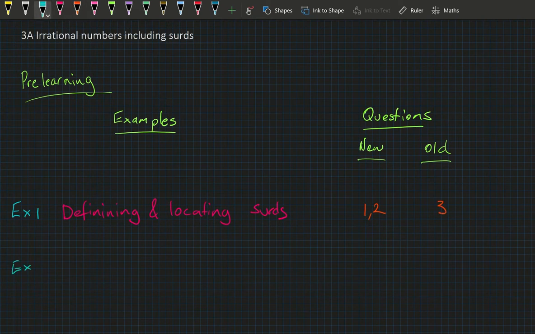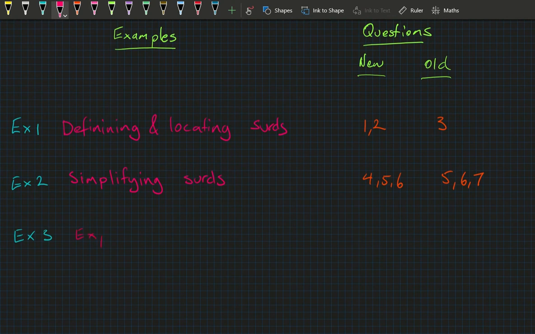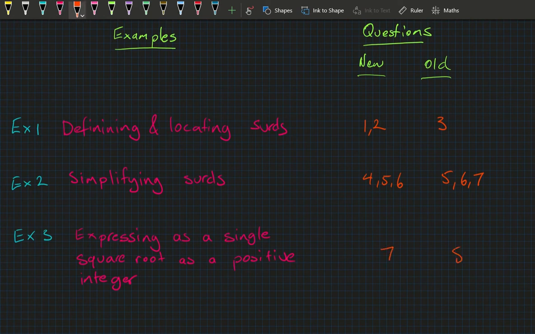Then we'll be doing example 2, where we'll be simplifying surds. And for this example, your pre-learning will be questions 4, 5 and 6 in the new book and questions 5, 6 and 7 in the old book. And then in example 3, we'll be expressing as a single square root of a positive integer. And for this example, your pre-learning will be question 7 in the new book and question 8 in the old book.